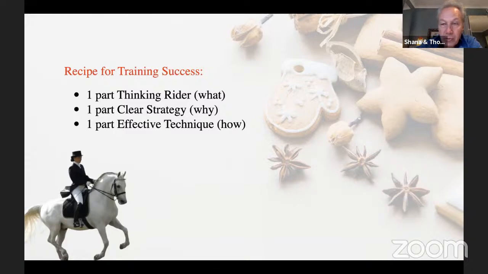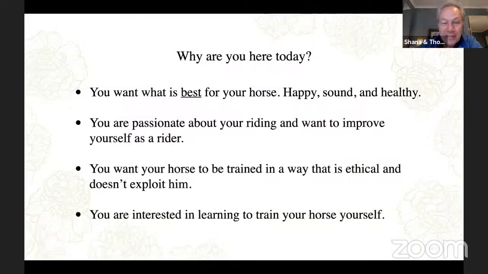What am I supposed to do? Why am I supposed to do it? How am I supposed to do it? And then, why are you here today? The people who work with us and come to us usually want to do what's best for the horse. They want a happy, sound, and healthy horse, and of course that's the goal of gymnastic dressage: keep your horse sound and healthy for a long time.